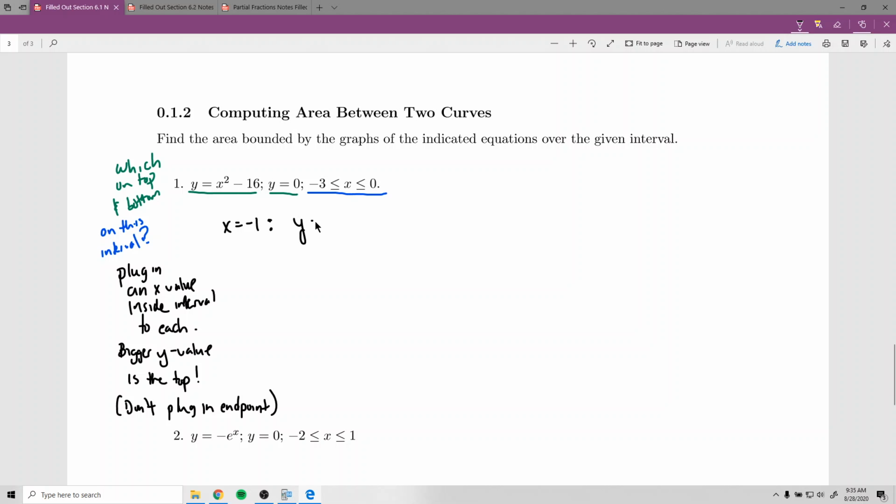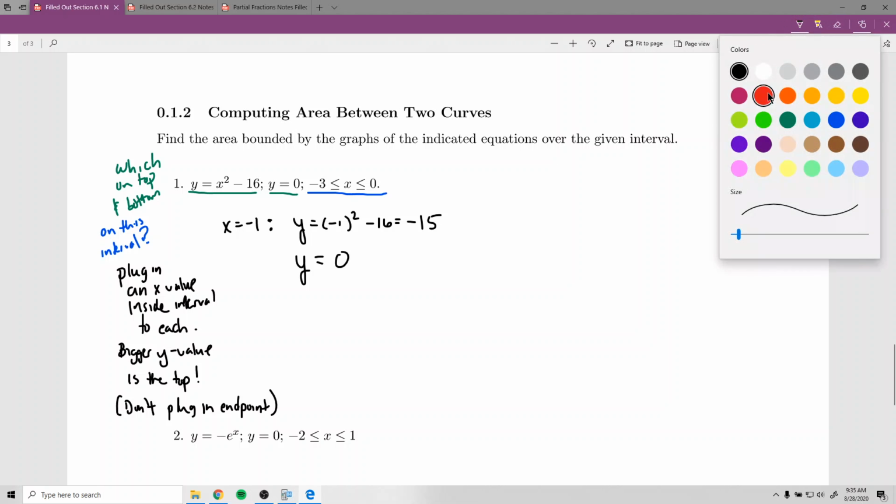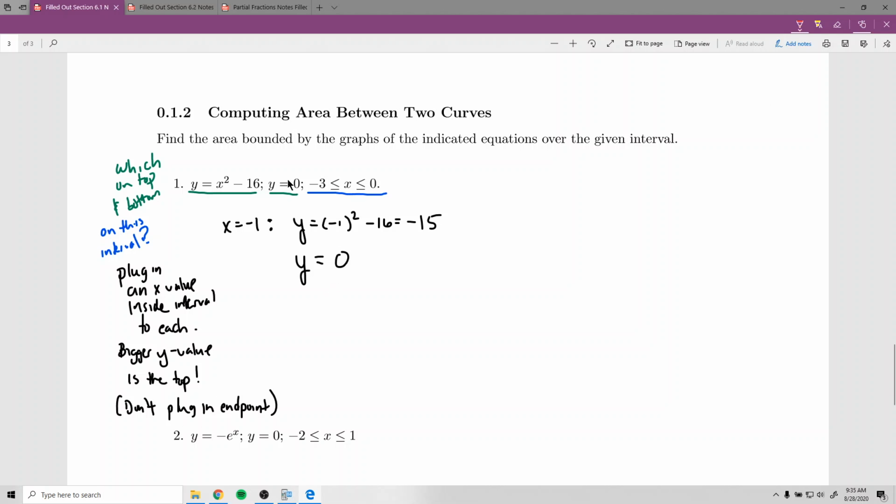For the first one, we got y equals -1 squared minus 16. -1 squared is 1, minus 16 is -15. And the second one, that's just the equation y equals 0. So no matter what we plug in, we get 0. And comparing these two numbers, we can see that 0 is bigger. So this is the top. -15 is smaller, so that's the bottom.